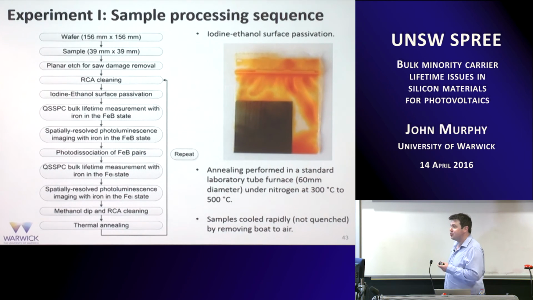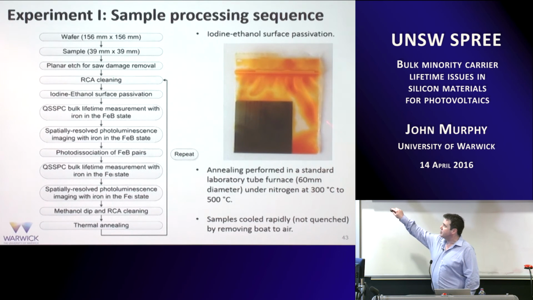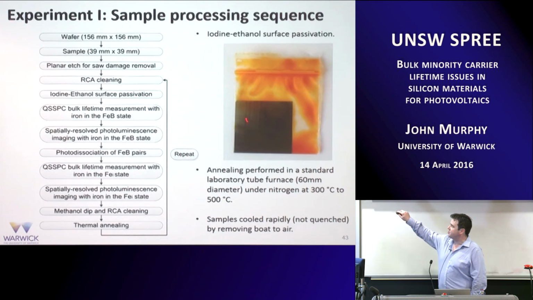Okay, so this is our sample process. We want to make sure that we don't introduce hydrogen. And so the way we do this, we think, is hydrogen-free, and that's to use iodine ethanol surface passivation. You've probably seen this. It's very low cost. You can do it in your lab. You can buy a sandwich bag, some iodine, some ethanol, mix them together, and you can make lifetime measurements under this solution.